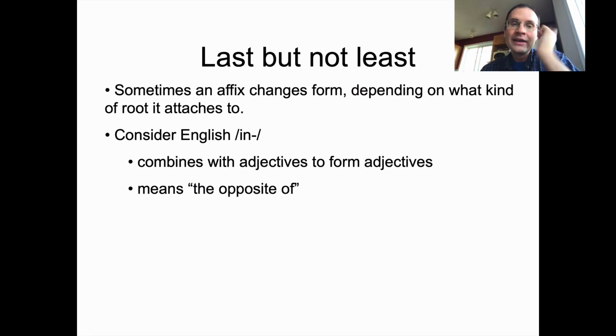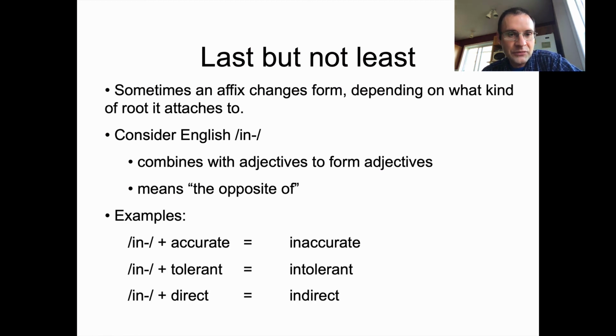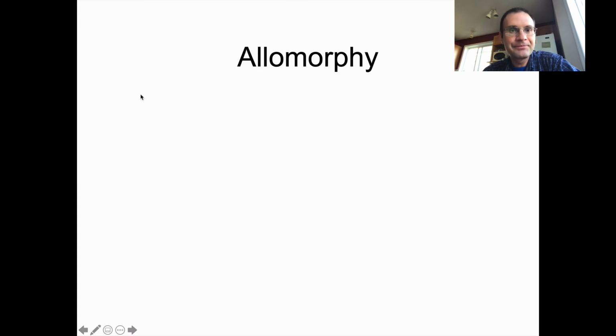The tricky part is that the sounds involved in this prefix can actually change as you go through the word formation process. So the basic forms, if we have an adjective like accurate or tolerant or direct, we can say inaccurate, intolerant, indirect, and they mean exactly the opposite of what the original forms mean, and the prefix sort of stays the same as we'd expect it to.